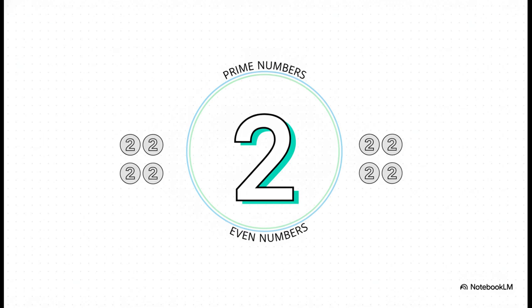The number 2 is the only even prime number in existence. Think about it. Because it's an even number, it divides by 2. But because its only factors are 1 and 2, it perfectly fits the prime definition. Every other even number out there has at least 3 factors.